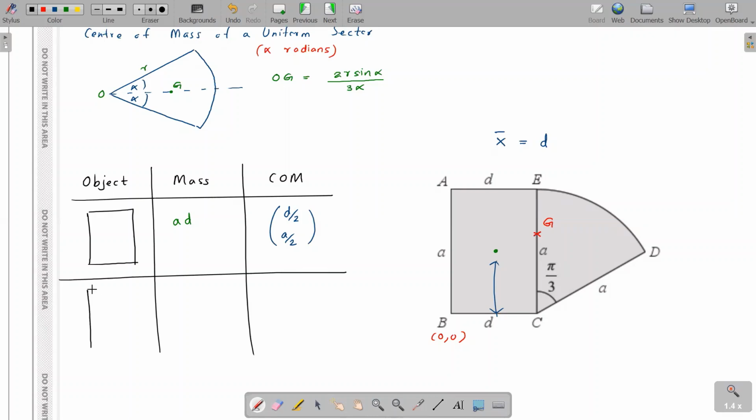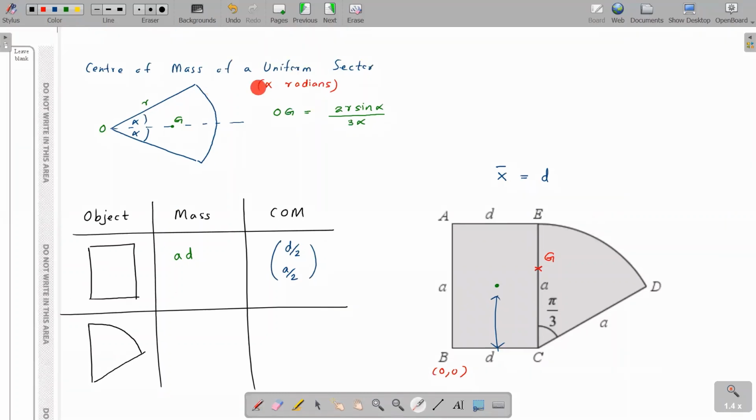Now the sector is a little bit tricky. Why is the sector a little bit tricky? Because in the sector, the center of mass lies on its line of symmetry, isn't it? Along its line of symmetry, it lies at a distance 2r sine alpha over 3 alpha. So getting the center of mass is going to be a little bit tricky here.